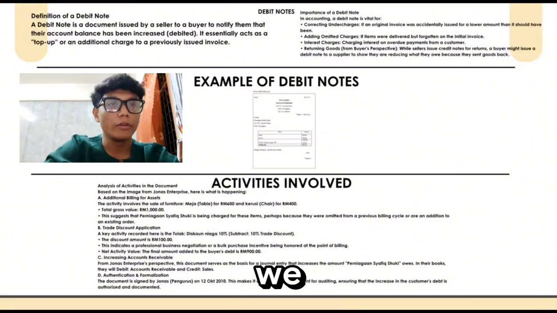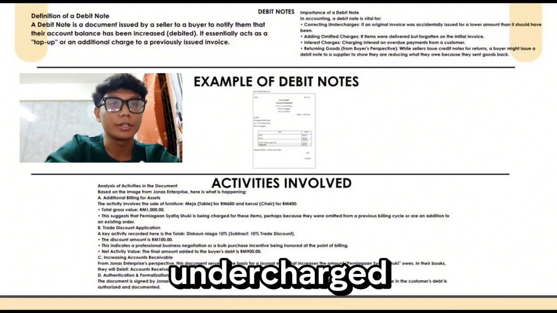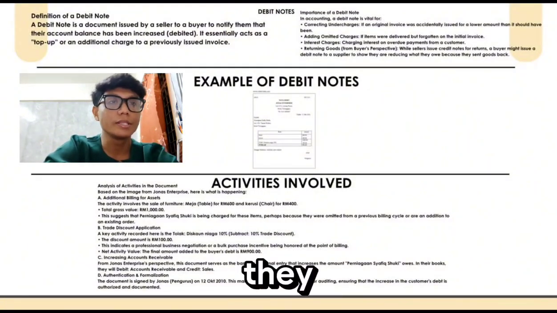On the flip side, we have the debit note. Think of this as an extra invoice. If a seller realized they accidentally undercharged you on the first bill, they send a debit note to increase the amount you owe.